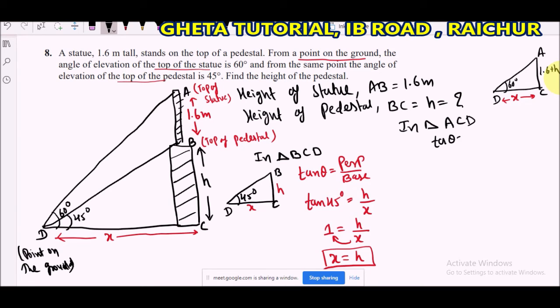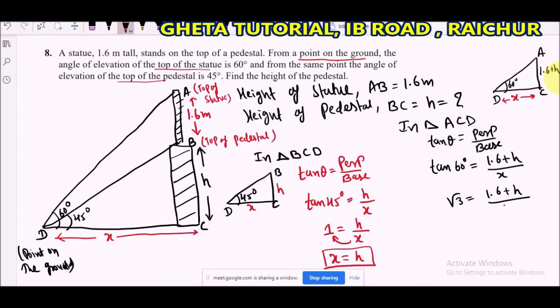So tan theta is equal to perpendicular by base. Theta is 60 degree. Perpendicular here is 1.6 plus H divided by X. So tan 60 is root 3, equal to 1.6 plus H divided by X. In the place of X, I will write H. Why? Because I know that X is equal to H.